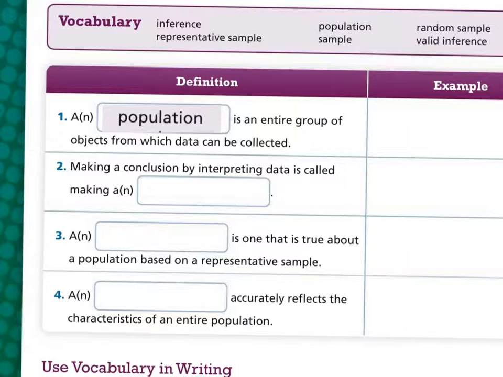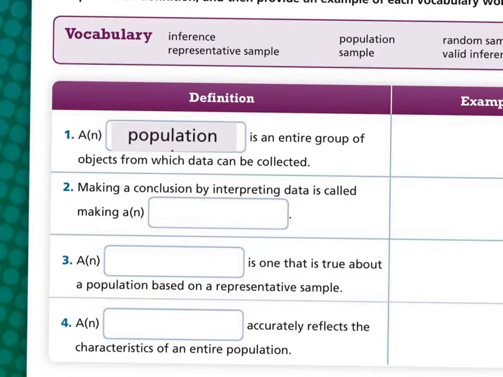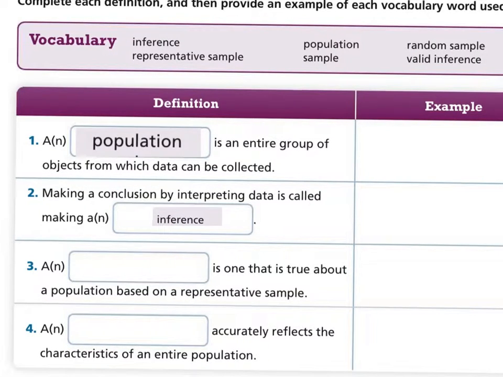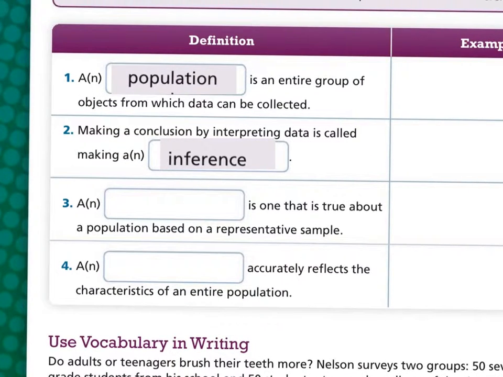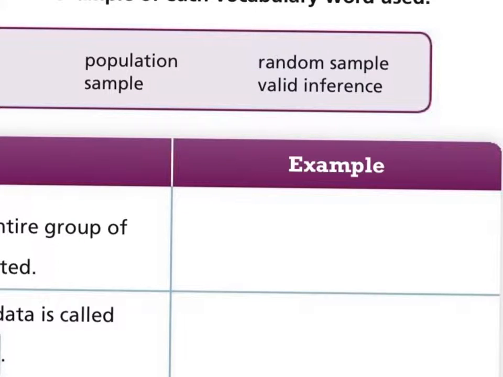Number 2, making a conclusion by interpreting data is called making a or an blank. And that would be making an inference. Number 3, a or an blank is one that is true about a population based on a representative sample. And that would be a valid inference.